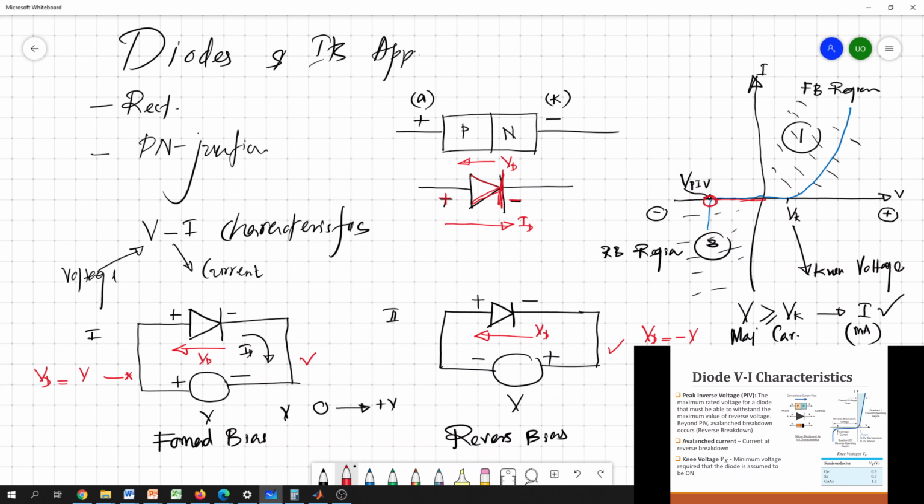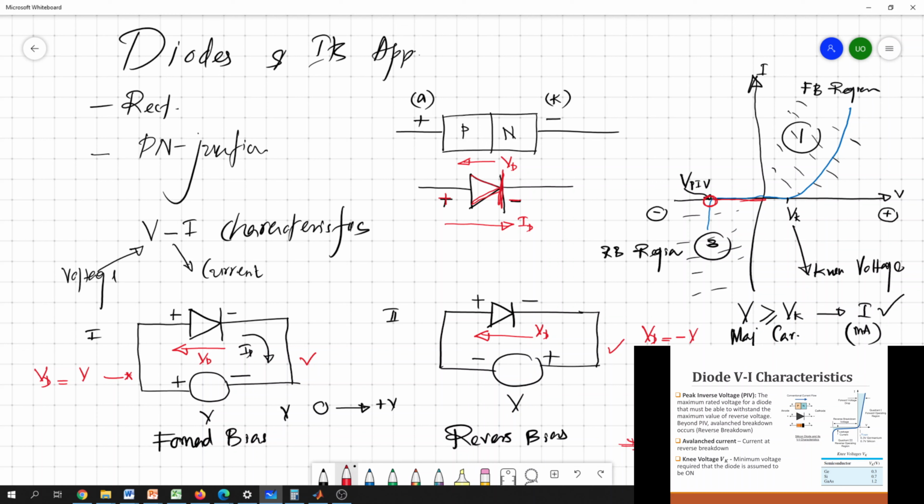These are the two conditions which we can use to decide whether the diode is in forward bias or reverse bias. If the voltage applied across the diode is greater than or equal to the knee voltage Vk, we can claim that the diode is in the forward bias direction. Otherwise the diode is in reverse bias and you don't see any current flow through the diode.